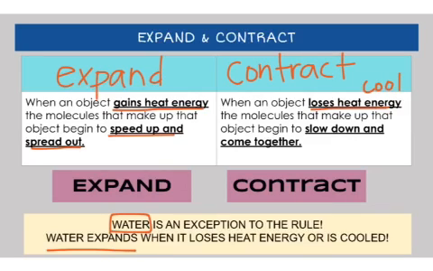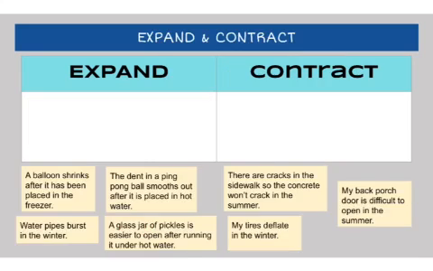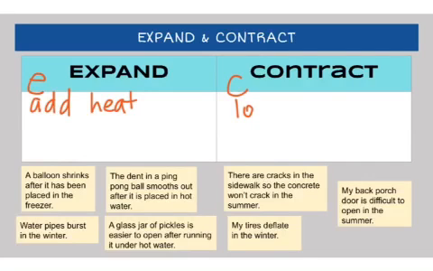Water actually expands when it loses heat energy or is cooled. Think about your water pipes in the winter. The water, when it cools, it turns into a solid. It expands in the winter and it can burst your water pipes. So I'm going to put E for expand, and that's when we add heat energy. So we're adding heat here. And C would be for contract. This is when we're going to lose heat energy. And for that one, I'm going to put if it cools.